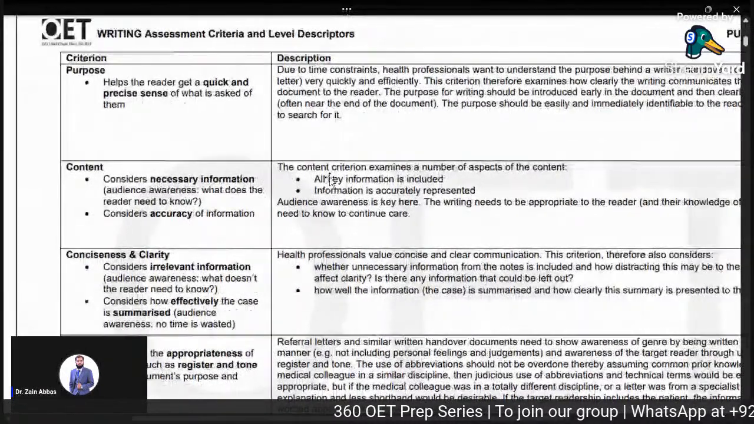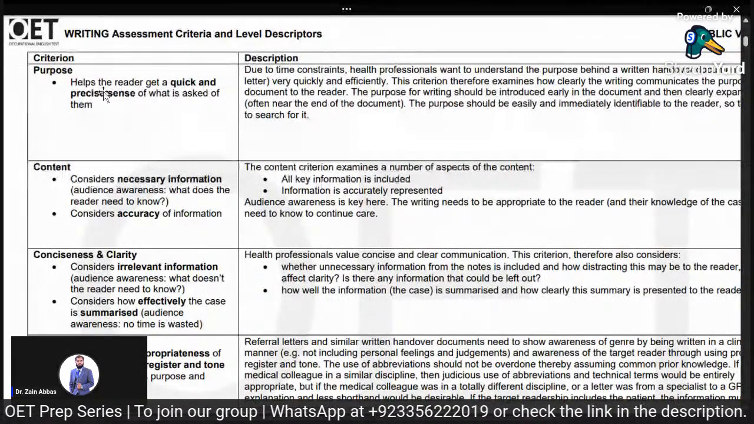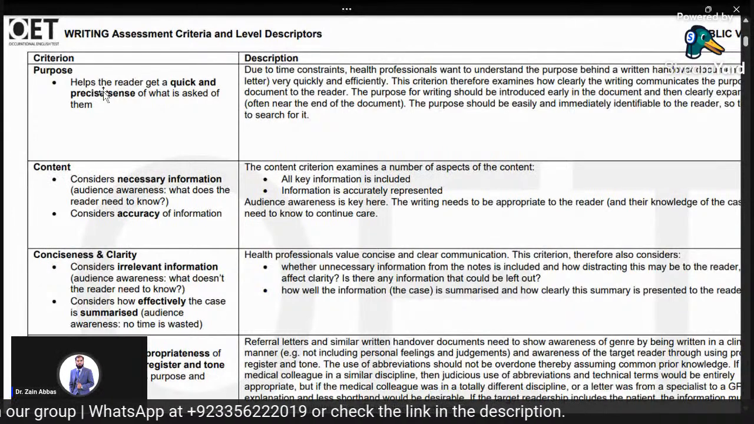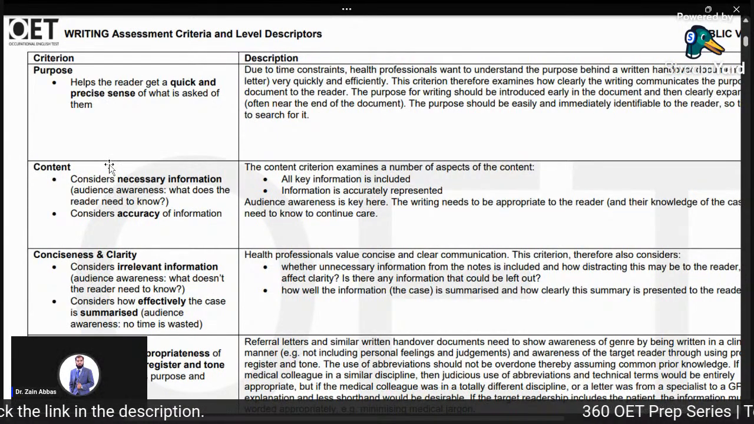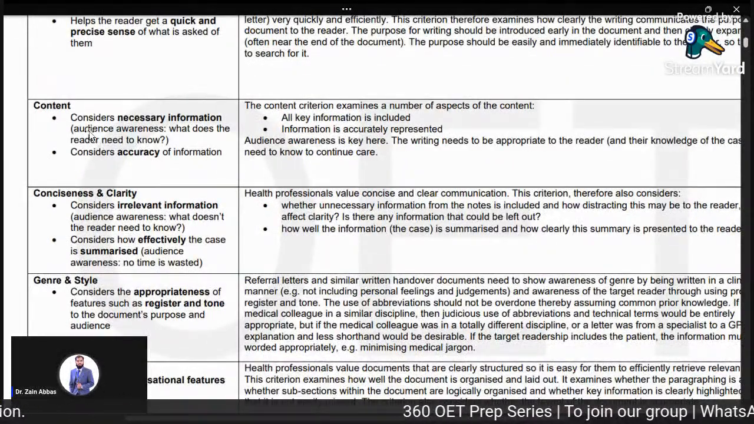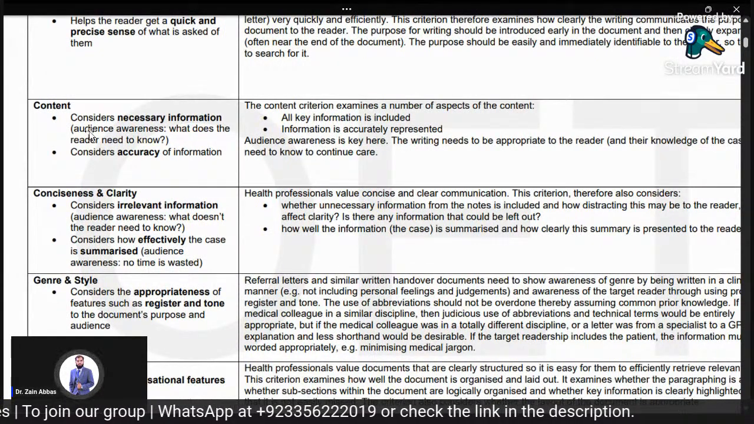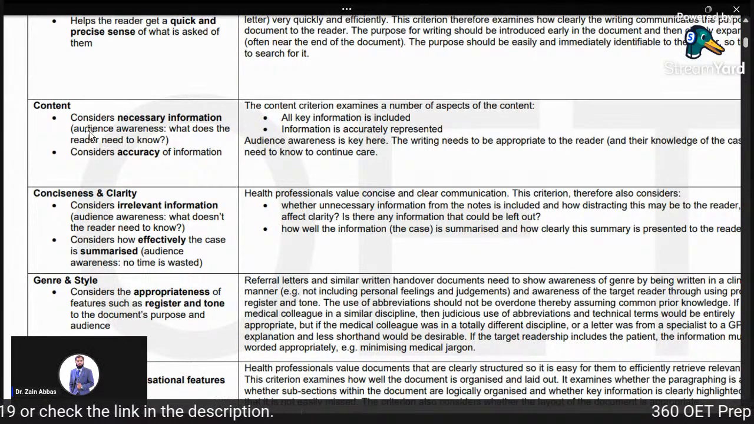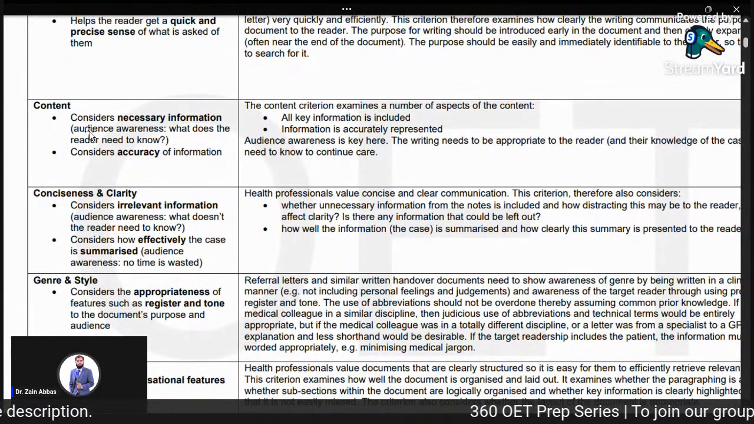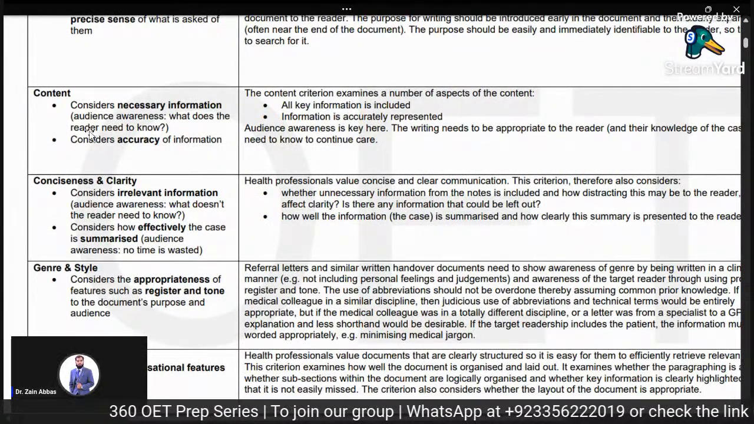The first point is purpose. The purpose of the letter should be very clear, quick and precise. It should be written in the intro of the letter. I will demonstrate the purpose of the letter in the template. The other point is content. It should have all necessary information, and I must emphasize that you don't need to go for the normal findings. Only the positive or abnormal findings in investigation, in examination, and in history are important here. So you can pick up the important findings and rewrite or rearrange them in the letter.